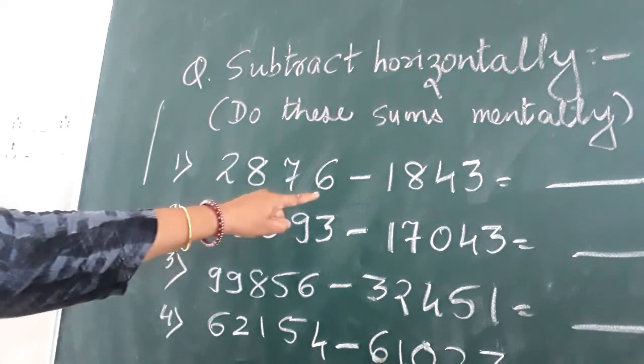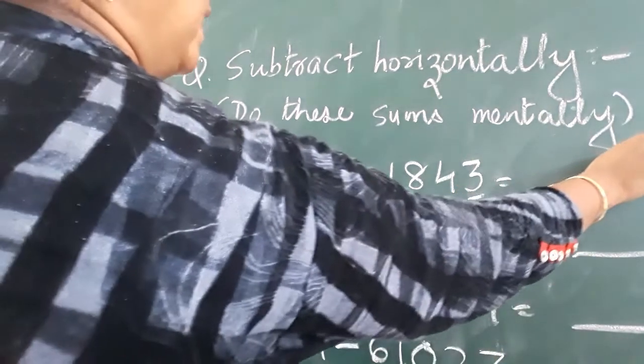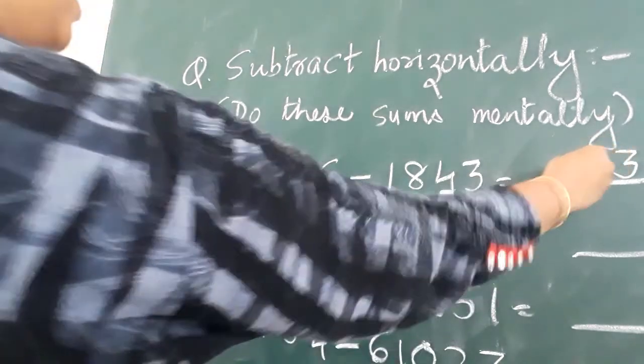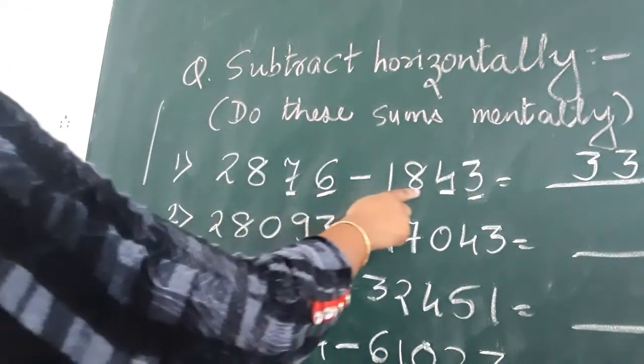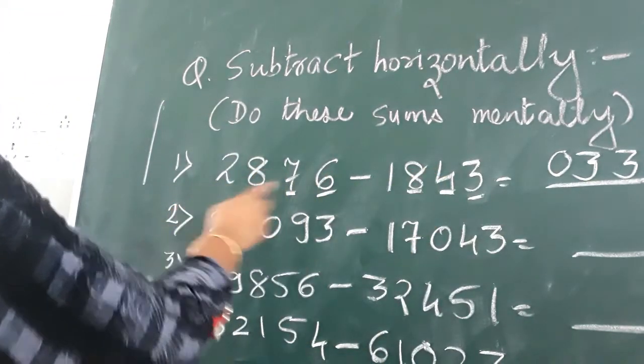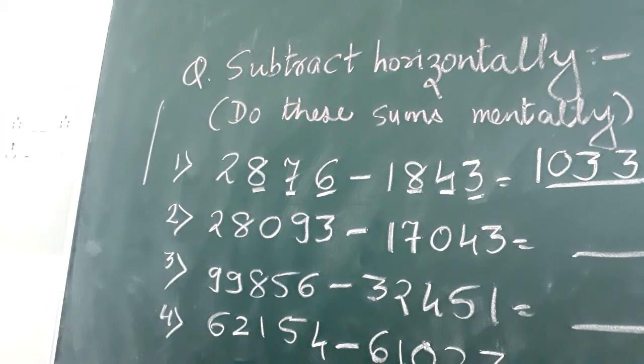Now let's compare the ones place, then the tens place, then hundreds, and then thousands, and so on. Coming to the ones place, here 6 minus 3, you will have it as 3. Now here 7 minus 4, that is 3. Now you have 8 minus 8, that is 0. And now you have 2 minus 1, that is 1. And now read the number, that is 1033.